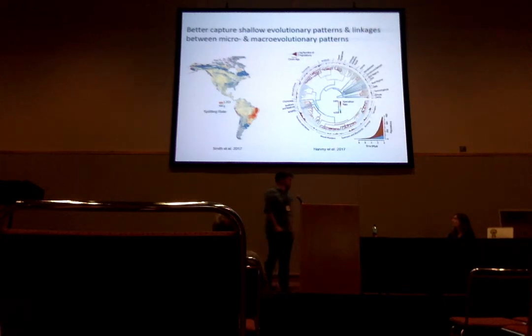Another aspect where we use the multi-species coalescent, which Katie spoke about, is trying to understand the connection between micro and macroevolutionary patterns. And so we looked at the spatial distribution of shallow diversification rates and the connection between shallow diversification with higher phylogenetic rates of diversification. The only way we can do this type of study is by having standardized comparable units. We did that through using the multi-species coalescent.